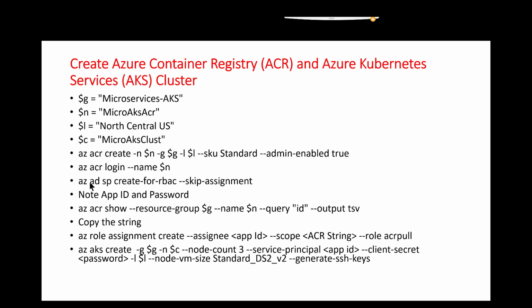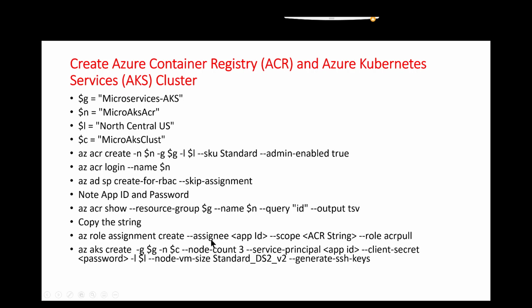We log in there, making sure we then create an SPN in this command. We note the app ID and password. Many of you who have done this in the past are very familiar with it. Then we get the string for the ACR, so the resource group name and then the name of the ACR. We query the ID. Once we get the ID, we copy that string. We do the RBAC here.